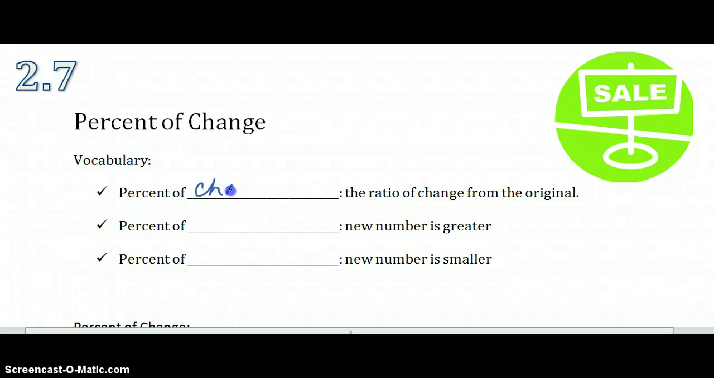Percent of change is simply the ratio of change from the original. So it's a ratio, that means it's a fraction. We're going to compare change to the original number. Usually we're talking about cost or price.